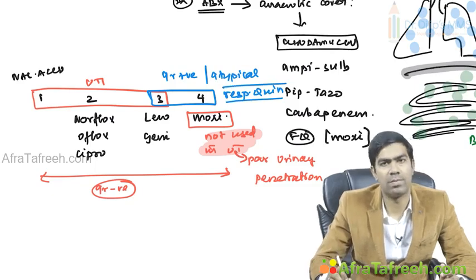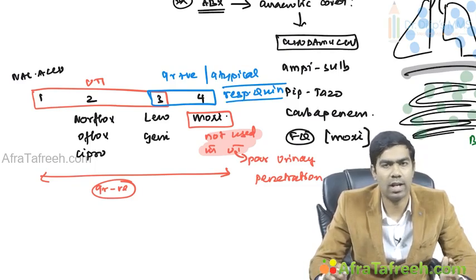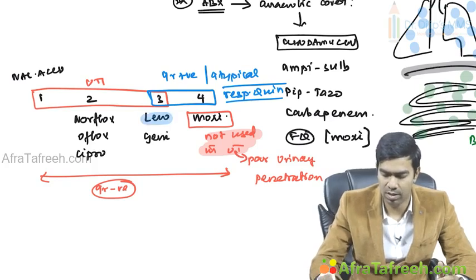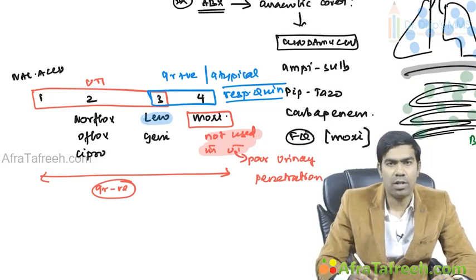Often considered as respiratory quinolones, they are used to treat moderate to severe pneumonia. Anyway, pneumonia, LRT, is the main reason why we give these third and fourth generation quinolones. In particular, levofloxacin is a very commonly used drug. And what are the antibiotics?